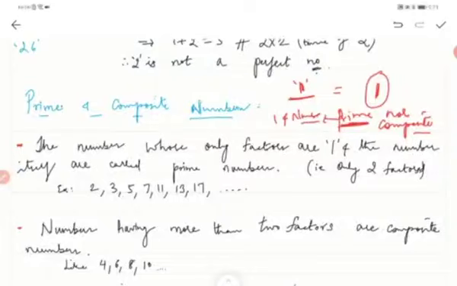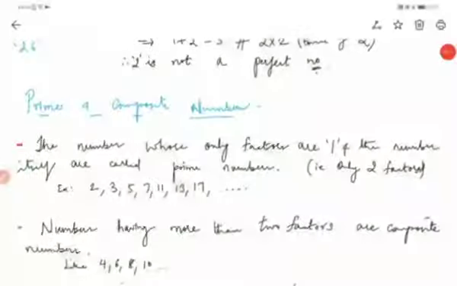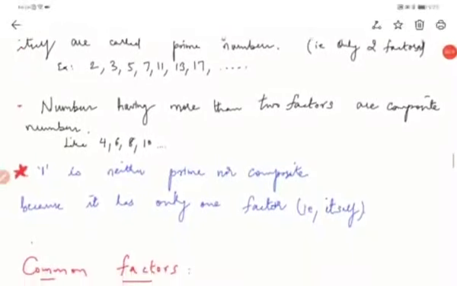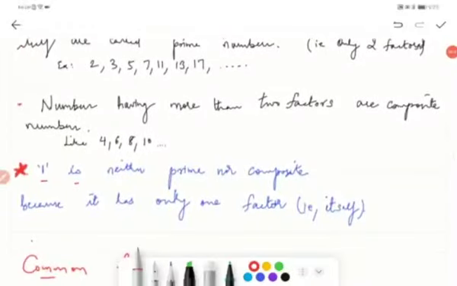And what about 1? So 1 has only 1 factor, that is 1 itself. So this is neither a prime number nor a composite number. Alright. So 1 is neither prime nor composite, because it has only 1 factor, that is itself.